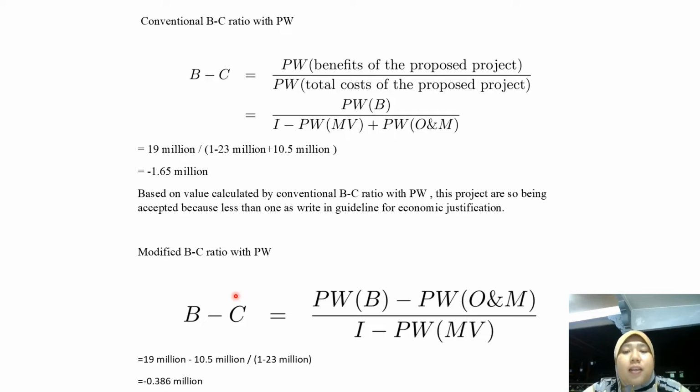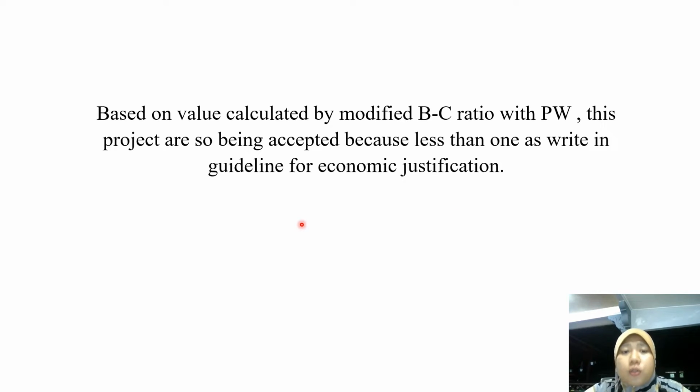Next, the modified. It is the same as the conventional, but with a little difference in the formula, which is PWB minus PWO&M divided by I minus PWMV. So we get negative 0.380 million. Based on the value calculated by the modified BC ratio with PW, this project is not accepted because it is less than 1, which is the guideline of economic justification. If it is less than 1, the project is not suitable.